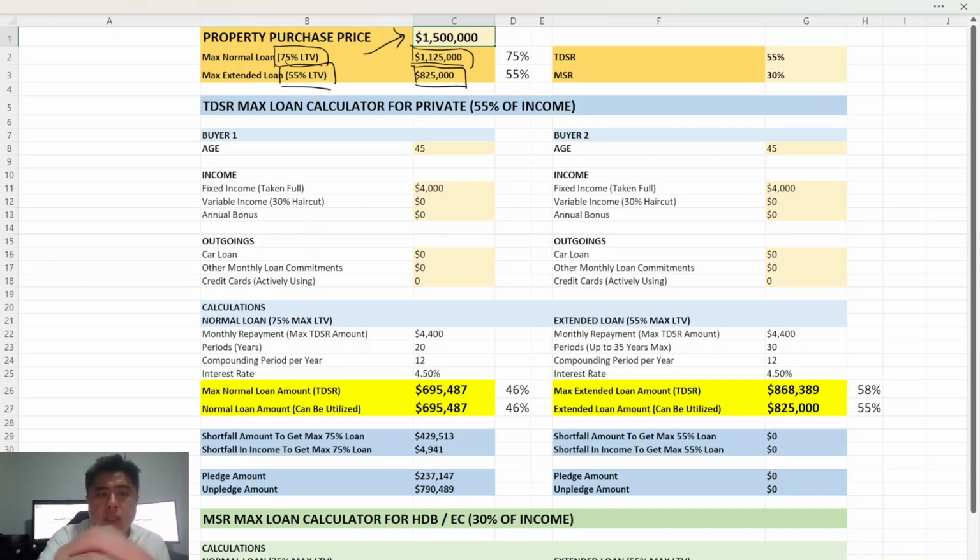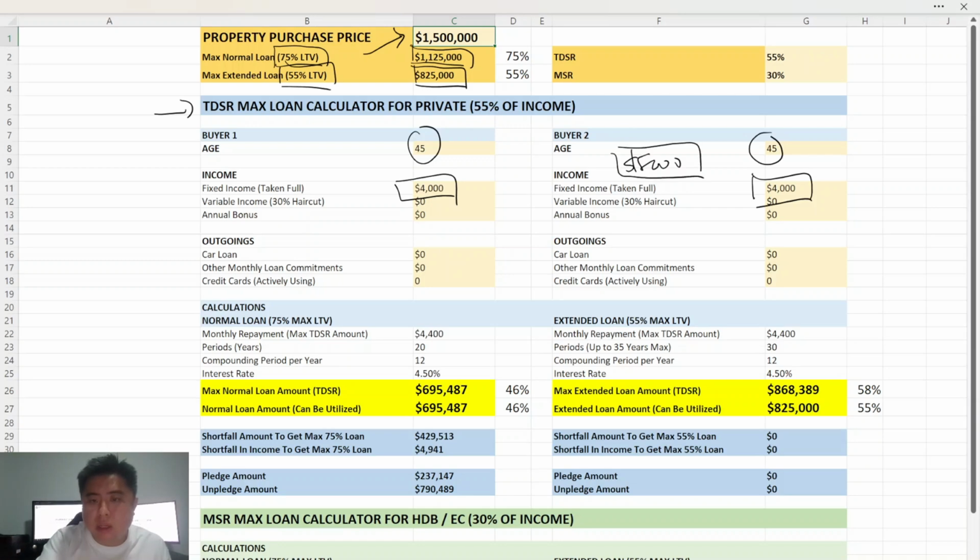Okay, so this part over here will be based on TDSR. So take for example, today now you are looking to buy a resale condo, and then you and your spouse are both age 45 and each earning 4,000 a month, which means a combined income of 8,000. So based on age 45 for both of you and a combined income of 8,000, how much loan can you get, right? Which is over here. Okay, so the amount of loan that you can get will be 695,000.